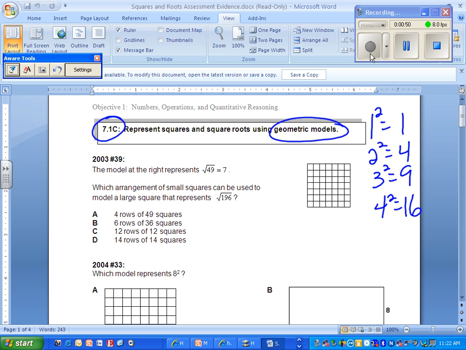Don't forget that. We also know that models of squares and square roots are always going to be in the shape of a square. Always in the shape of a square. Never a rectangle, as we're going to see in this first problem right here. So let's just get right into it. Model is always a square.